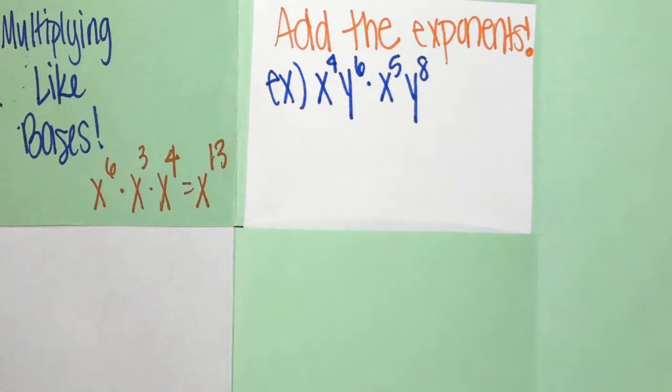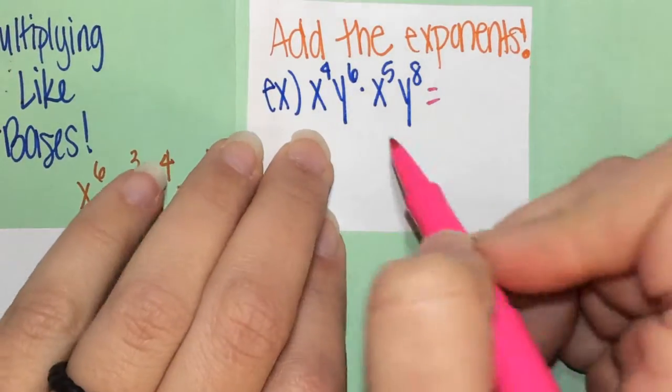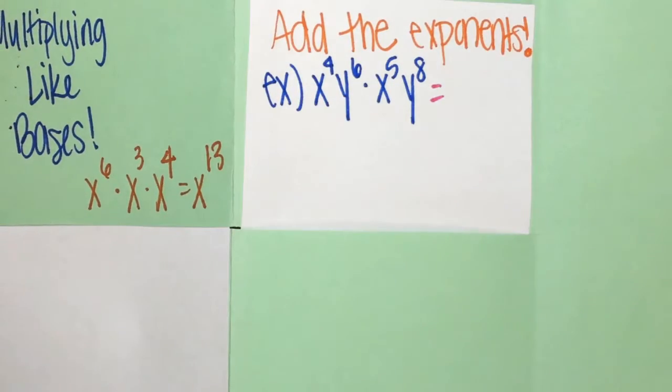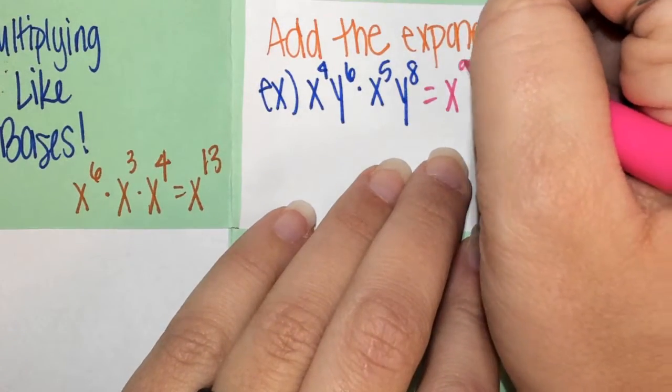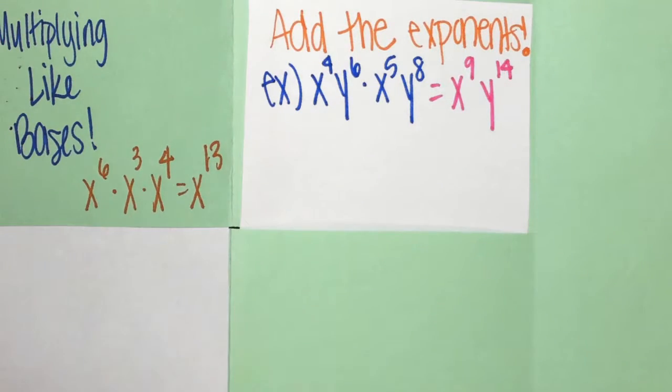This is our first example. Isn't it lovely? This says x to the 4th, y to the 6th, times x to the 5th, y to the 8th. We are not at a bingo parlor. You don't say x4, y6. Okay? We are not old ladies playing bingo. Maybe for a review one day. Now, which ones are like bases? Are the x's like the y's or the x's like the x's? And you cannot combine the x and y together. So 4 plus 5 is? 6 plus 8 is? Ta-da! That's all you do.